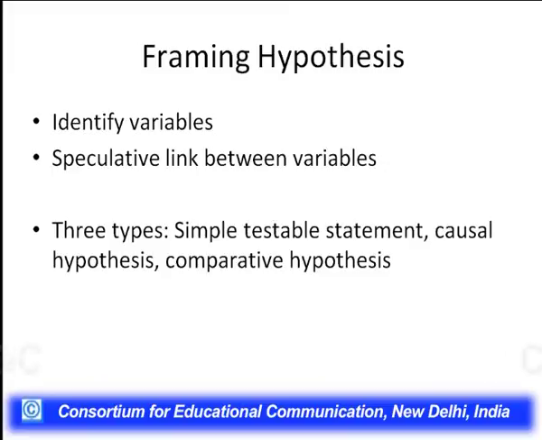And you can have three types of hypothesis. One is a simple testable statement. The second can be a causal hypothesis, where you're trying to find the relationship between the independent variable and the dependent variable. The third can be a comparative hypothesis, and I'll give you an example of each. You can have a simple hypothesis. You want to test, for instance, if you claim that India's GDP is growing by 6.7%. So you can actually check whether India's GDP is growing by that percentage or not.